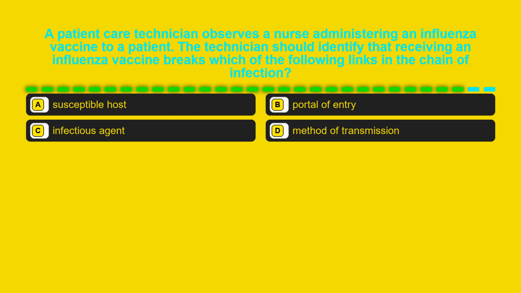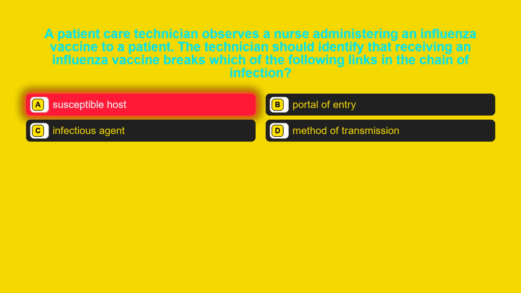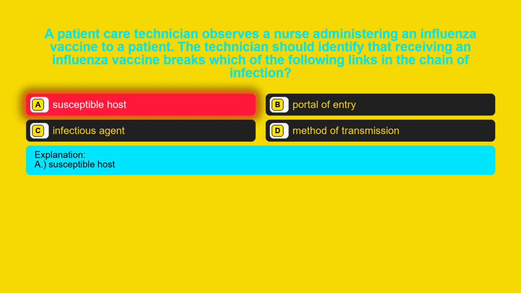Question 8. A patient care technician observes a nurse administering an influenza vaccine to a patient. The technician should identify that receiving an influenza vaccine breaks which of the following links in the chain of infection? Option A. Susceptible host. Option B. Portal of entry. Option C. Infectious agent. Option D. Method of transmission. The correct answer is option A. Susceptible host.